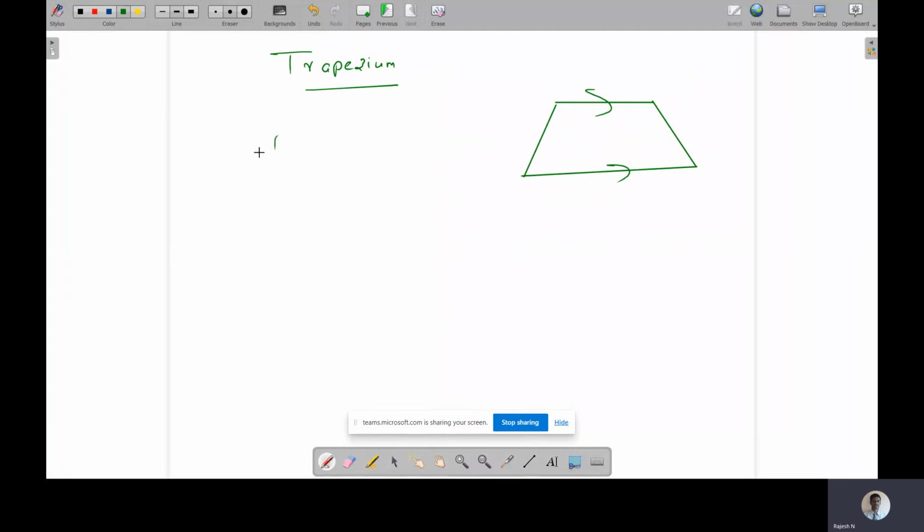What is the area of a trapezium? Half h into (a plus b). h is the distance between these two parallel sides, and a and b are the parallel sides. This is called a trapezium. And the next one is the parallelogram.